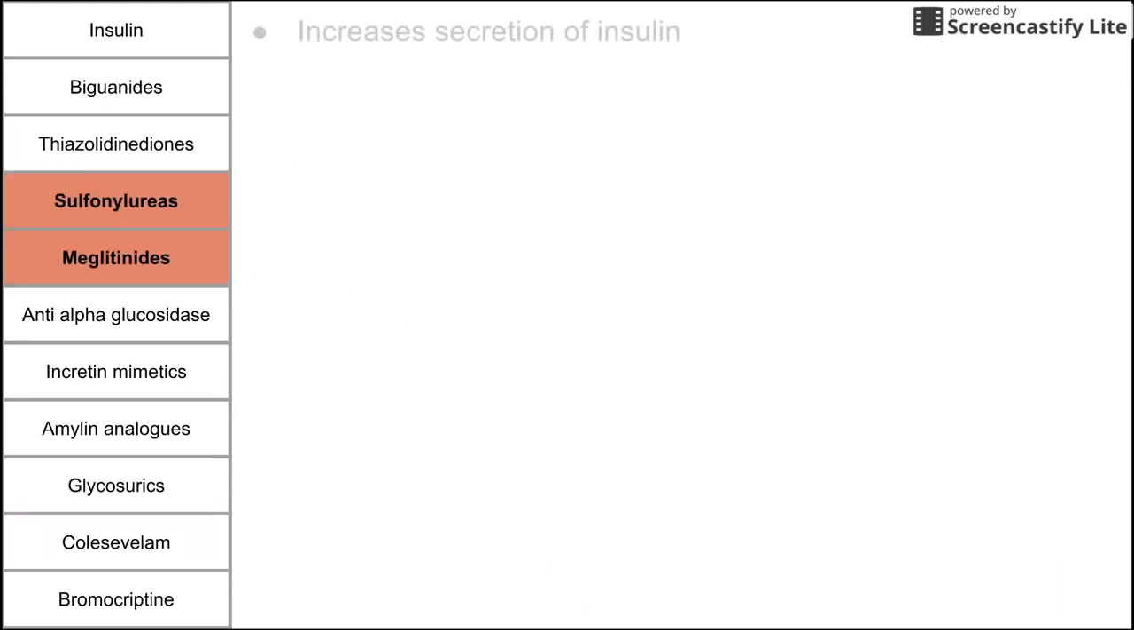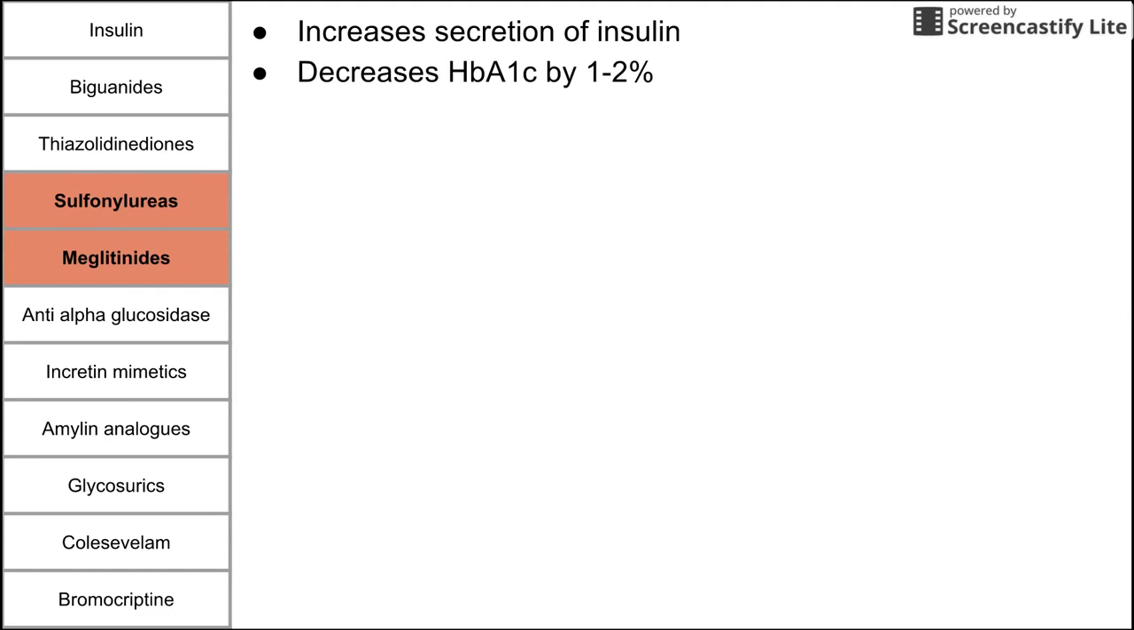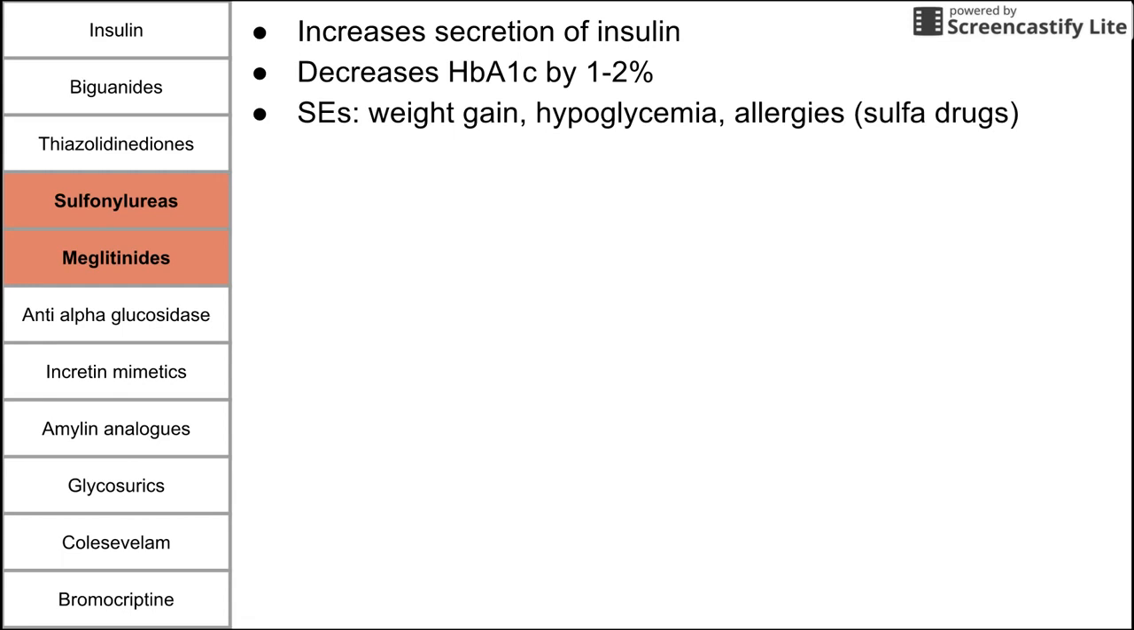Next up are these two categories, which are the insulin secretagogues. They increase the secretion of insulin directly. They both tend to decrease HbA1c by about 1 to 2%, also pretty effective. Side effects here are that they cause weight gain and they put you at risk for hypoglycemia, which kind of makes sense. If you're forcing the body to release its stores of insulin, it's possible that too much insulin would be released and you can become hypoglycemic. Some people also have allergies, specifically to the sulfonylureas. People who have sulfa allergies might not want to be given the sulfonylureas, and they're administered orally.